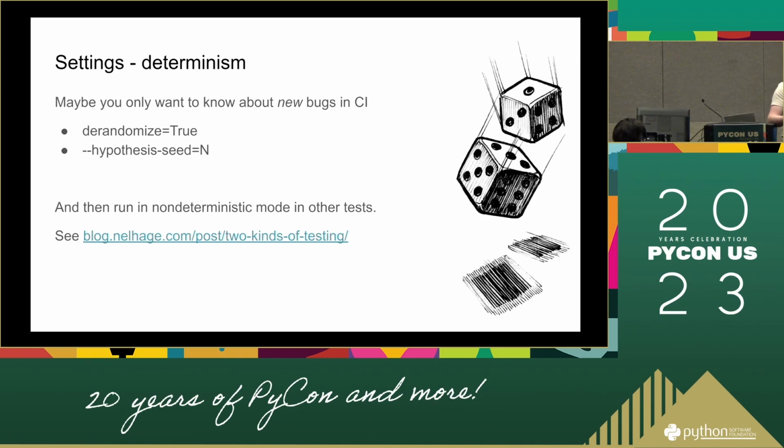That means that if you find a bug and your test fails and you run your test again and it passes, you can be confident that it's because you fixed the bug rather than because Hypothesis didn't find the same bug again. If you do want determinism though, there is a derandomize setting, and you can also set the Hypothesis random seed from the command line. In both of these cases, I tend to think it can be useful to run in deterministic mode, but you want to separately have a non-deterministic mode to discover new bugs.